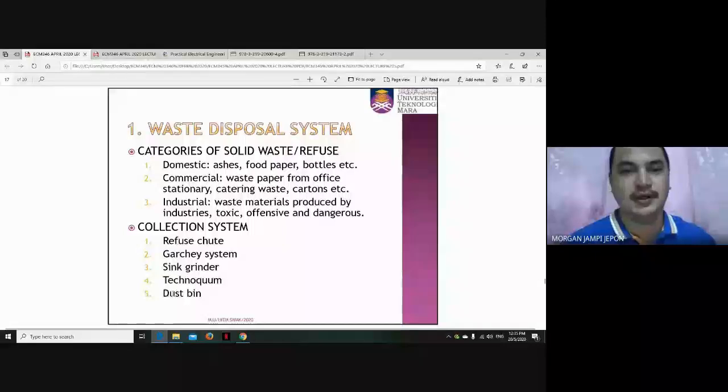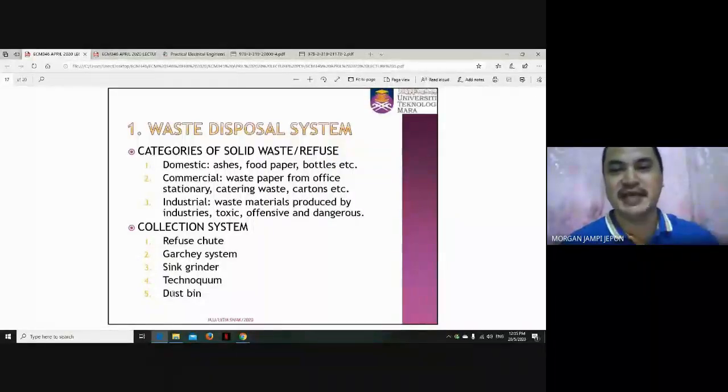So if that is a cheap collection system, then you don't have to install it. Just place the dustbin, right?